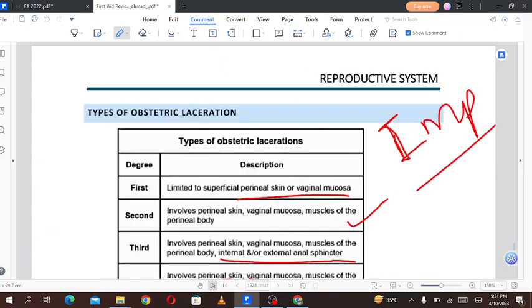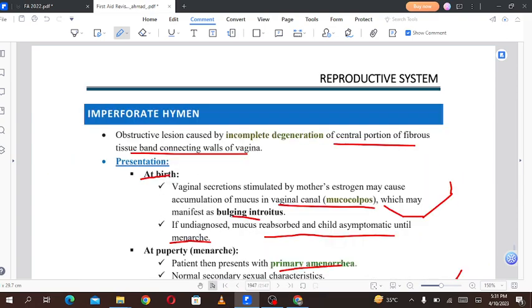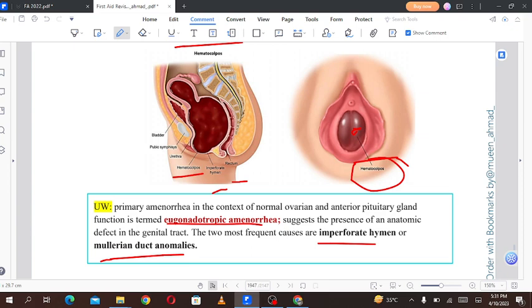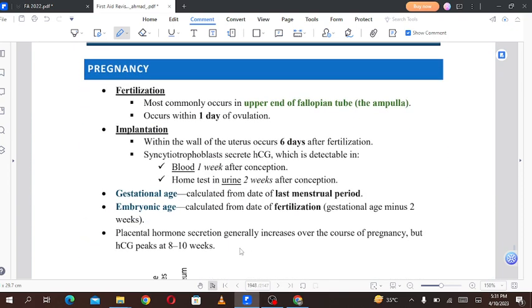So let's come back. Here we have imperforate hymen. Then there is pregnancy. Let me check the time. We're done with this session, and we will start pregnancy in the next session.